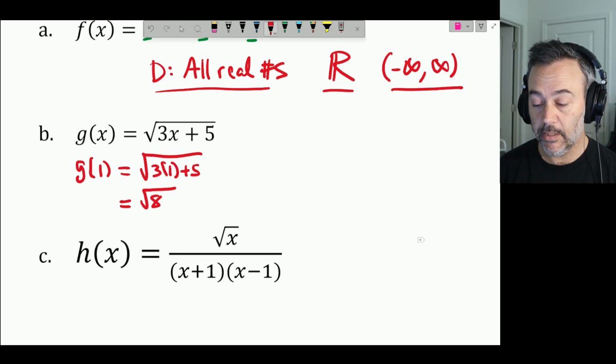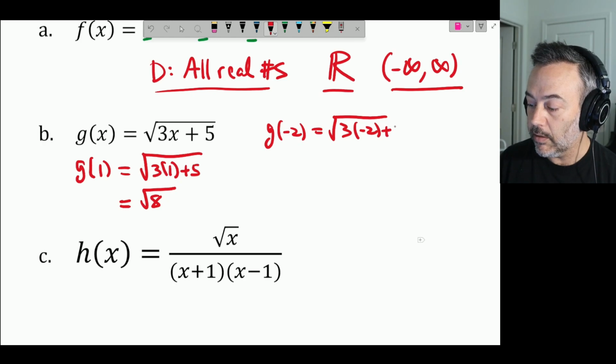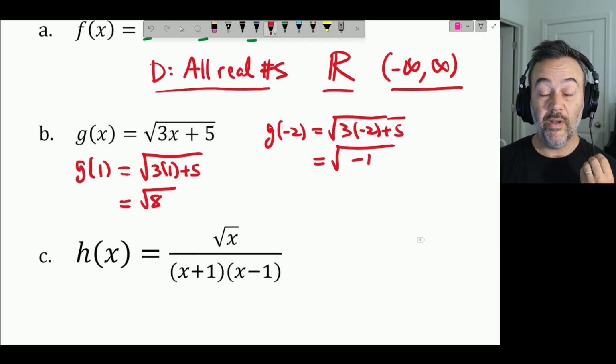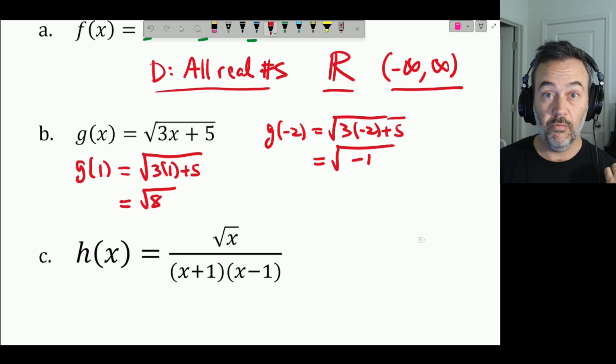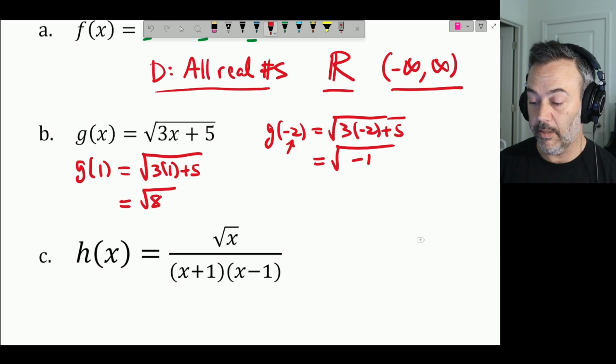What's an example of a number that's not in the domain? What about g of negative 2? That would be square root of 3 times negative 2 plus 5 equals square root of negative 6 plus 5, or square root of negative 1. We can't take the square root of a negative number and get a real number out. So negative 2 is not in the domain.